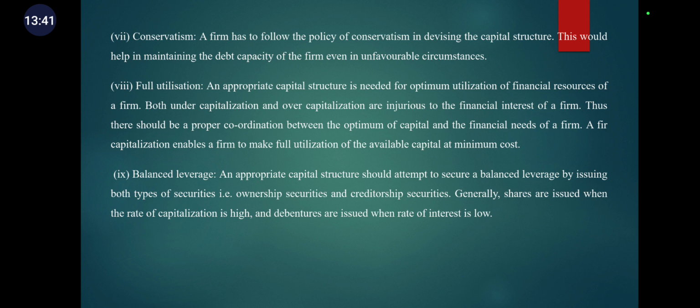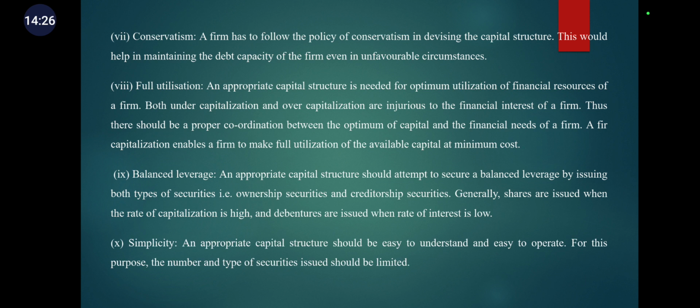And the ninth one is balanced leverage. You have to balance your debt and equity. The ownership securities are nothing but the equities, and the creditorship securities are nothing but the debt. So you have to balance both types in a correct proportion, so that your interest on debt will be low and your rate of capitalization is very high. Your market price should always be high, and the overall cost of capital should be at a minimum. So you have to balance your equity and debt. That was one of the features of an optimum capital structure.